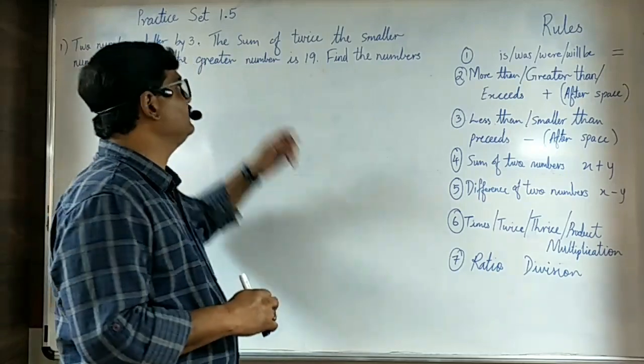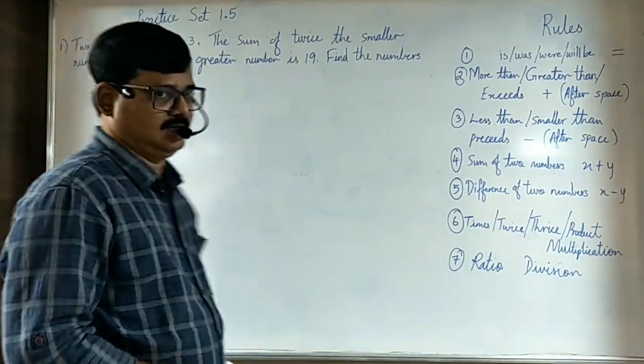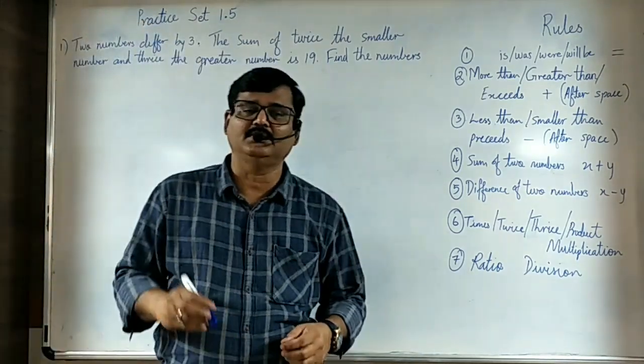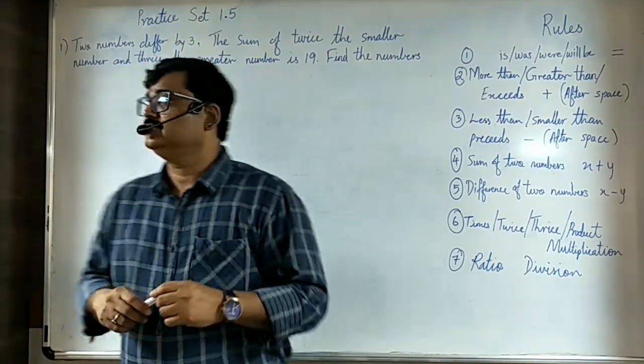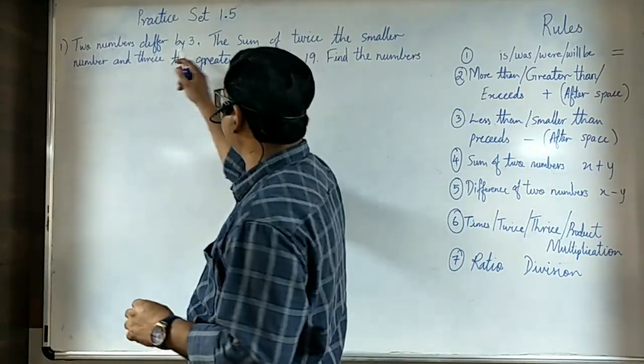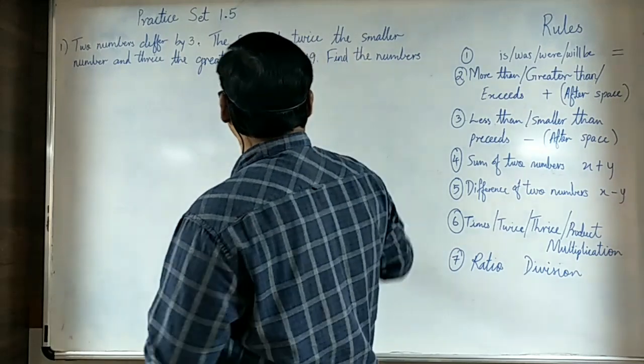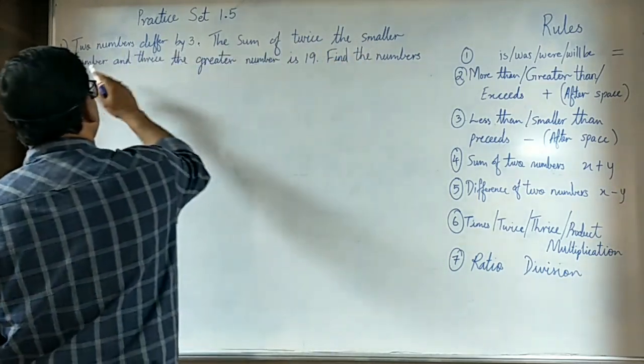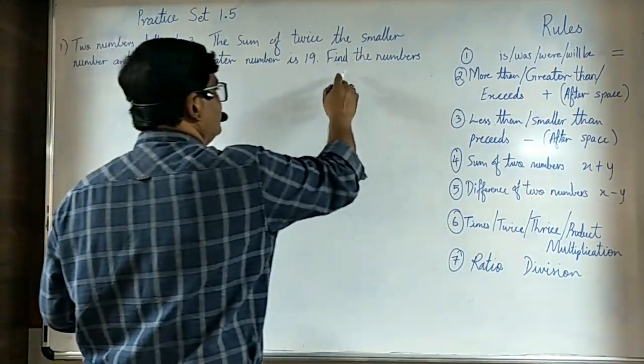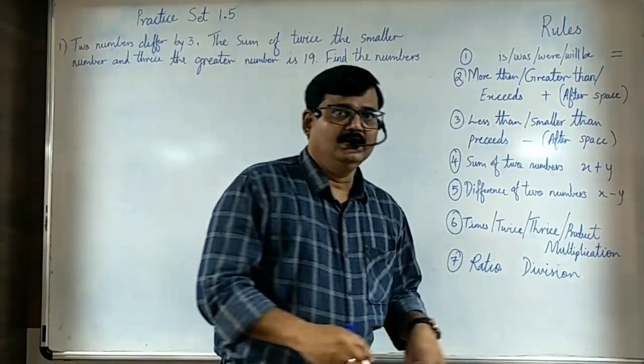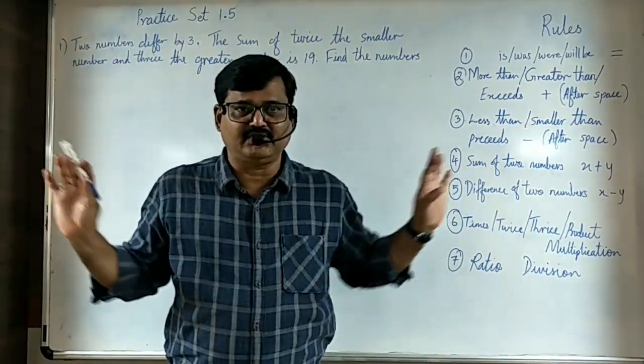Practice set 1.5, sum number 1. If you read the sum, check this out. The two numbers differ by 3. The sum of twice the smaller number and thrice the greater number is 19. Find the numbers. First of all, just read the sum.